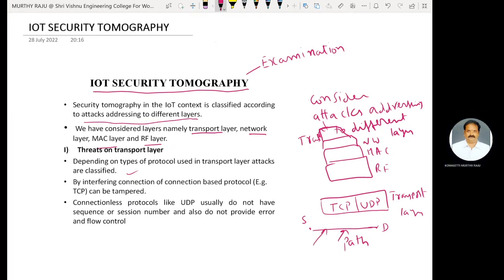UDP is a connectionless protocol and does not have sequence numbers or session numbers, and also does not provide error and flow control. UDP does not provide any error control and flow control mechanism. TCP provides error control and flow control mechanisms. Flow control means regulating the flow of data between the source and the destination node. TCP is a connection-oriented, reliable protocol. UDP is a connectionless, unreliable protocol.